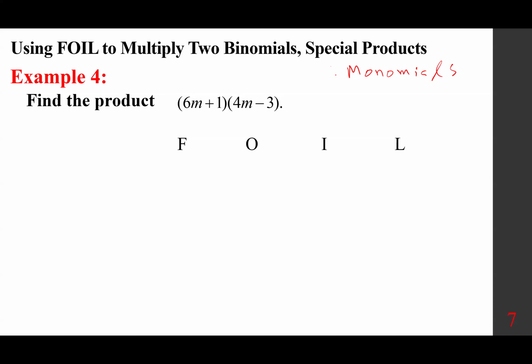Monomials, this is one of them. Binomials, let's say two. So one term, two terms, and three terms is trinomials. In general, we call them polynomials.